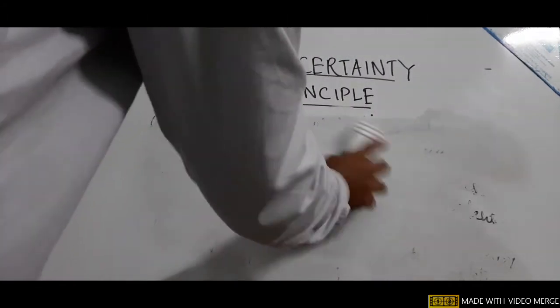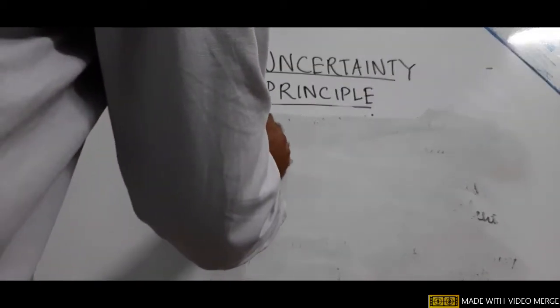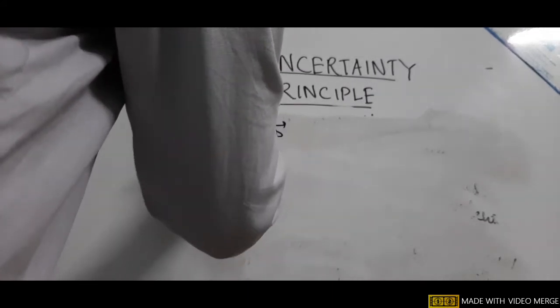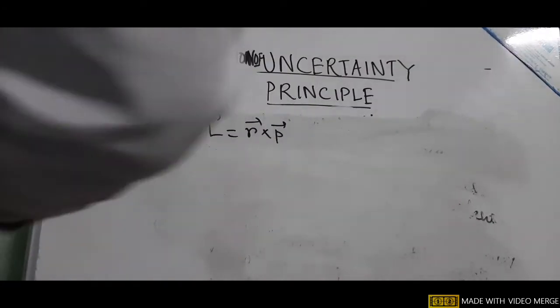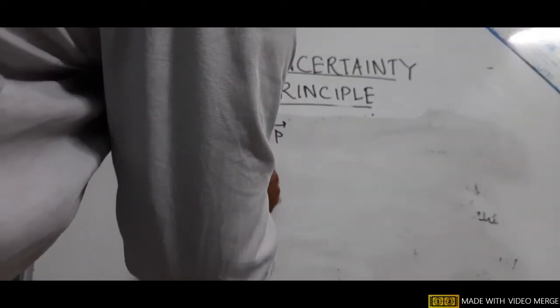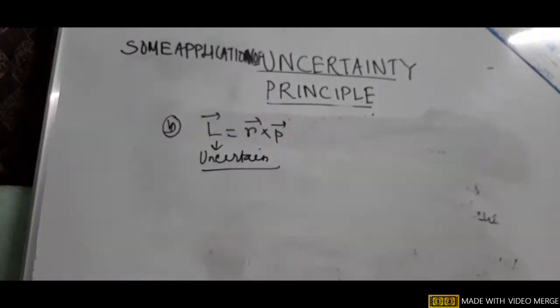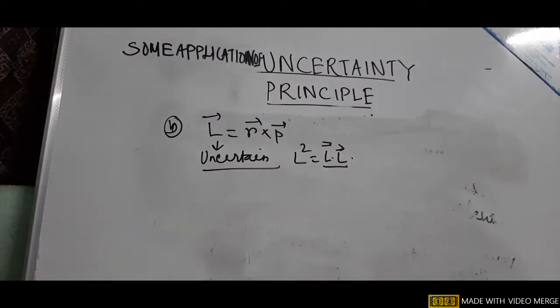Then we come to the next, angular momentum. The angular momentum is the cross product of the position and the linear momentum, r and p. If the position and the momentum are not known simultaneously, then L is also uncertain. But L is uncertain, while L square, which is L dot L, is certain. So that we will discuss in the case of angular momentum.